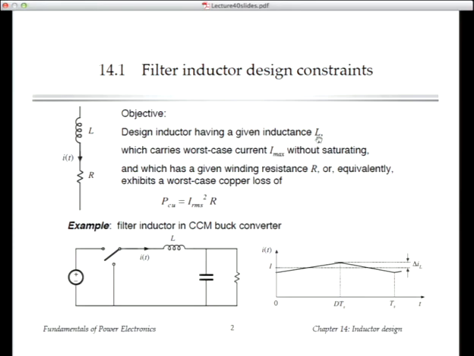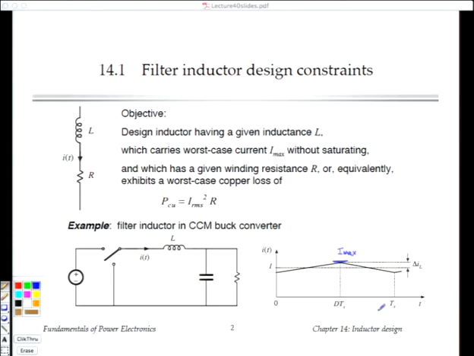So we want to have a certain inductance. It needs to carry a certain peak current. So we can draw our current waveform and find what the worst case maximum current is that our inductor has to carry. And we want it to carry that current without saturating. And then also we're going to specify the resistance of the wire. So we'll say there's some, say, DC resistance of the wire. And we want to design our inductor to have no more than some maximum amount of DC resistance, which really is a specification of how much loss we're going to allow in our inductor.